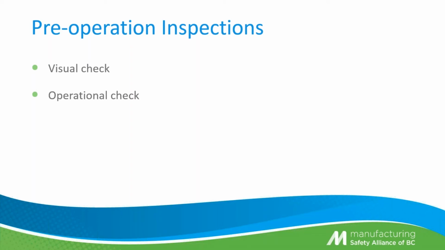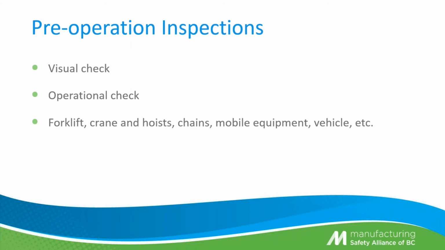An operational check, especially for a forklift or a crane. There's some tests that you need to run every morning. Let's pick on the crane this time. You need to run it up, you need to run it down, you need to move it left side, right side. You've got to make sure that the brakes come into play when you stop. And then, as I said, forklifts, cranes, hoists, mobile equipment, etc. are all examples of pre-operation inspections, and these should all be documented.